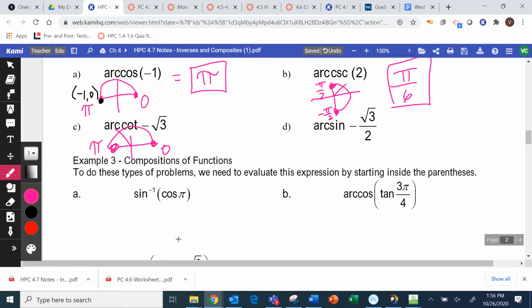Negative means second quadrant. We need to know what the reference angle is for radical 3. Okay, it took way too long. You should have the answer already. Pi over 6. And then the right angle would be 5 pi over 6. Yep.